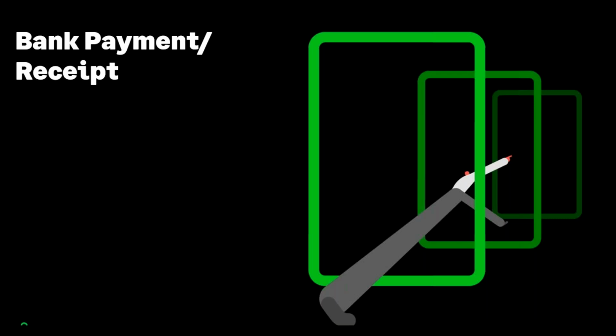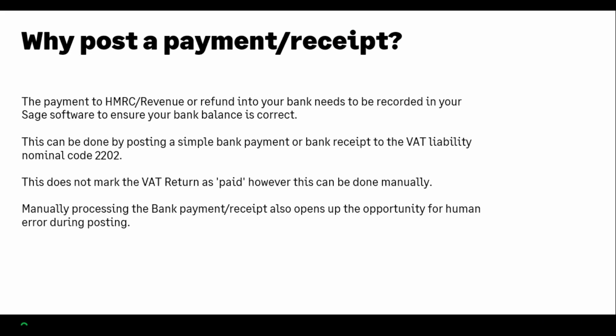Now, the bank receipt of payment. This depends obviously on what the liability is, if you're owed money or if you owe money, so it depends which one you would do manually. Now, why do you post it? The payment to HMRC or the revenue, ROS, needs to be recorded in your Sage software. It's an audit software, isn't it? So you need to have that true vision of your figures, and your bank balance needs to reflect that you've paid or received your VAT, one of the two.